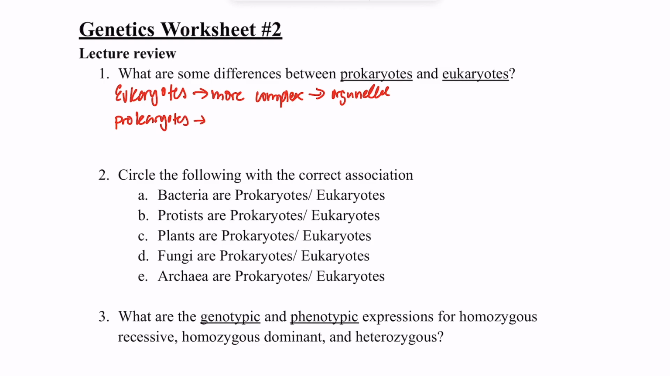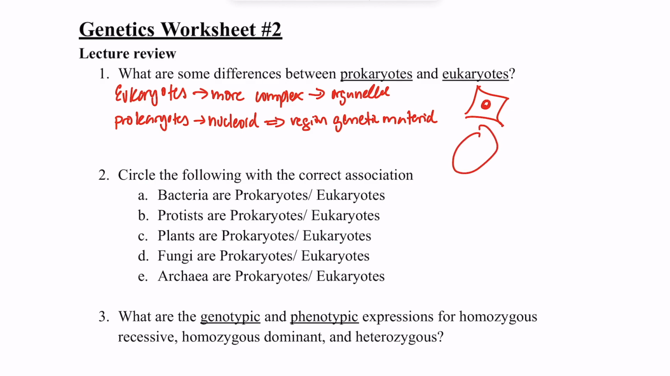They have something called a nucleoid, which is just a region where the genetic material is at. So it's not like in a eukaryote, let's say, here's my cell, a eukaryote would have a nucleus and it'd be contained, while in a prokaryote, it would be just a general region of where the DNA is. That's a big one, just know nucleoid versus nucleus. And of course, eukaryotes are far more complex.